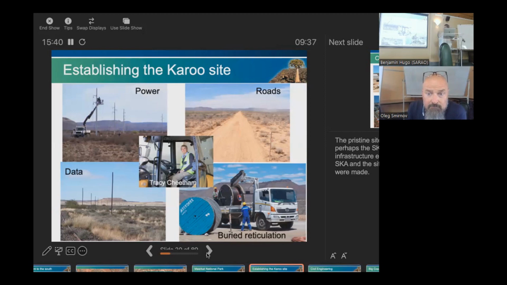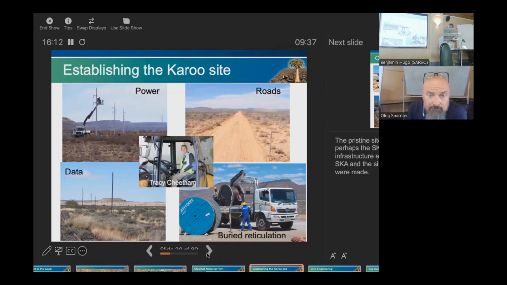But these pictures now come from before we actually won the site bid. One of the things was that we chose an area which is in the middle of nowhere because we wanted to be RFI quiet and all of those things. But we still did need to be able to get there. We still did need power. And we still did need data. So there was a big infrastructure build program that had to go on to get power in. There was no Eskom power in that area. We needed to upgrade the roads so that we could get in there easily. And we had to get data out. So we had to put in fiber so that we could establish that.